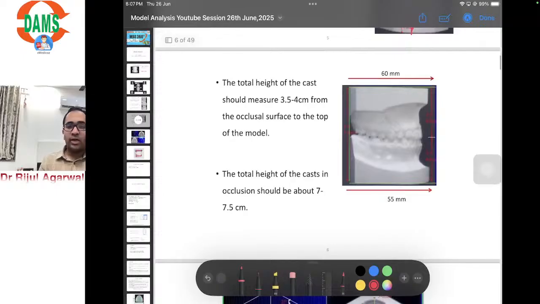As I said, the total height of each cast from the base till the occlusal surface is between 3.5 to 4 centimeter. So the total in occlusion would be 3.5 plus 3.5, that is 7 to 7.5 centimeters. And what is the width? It is 60 mm for the maxillary cast and 55 mm for the mandibular cast.